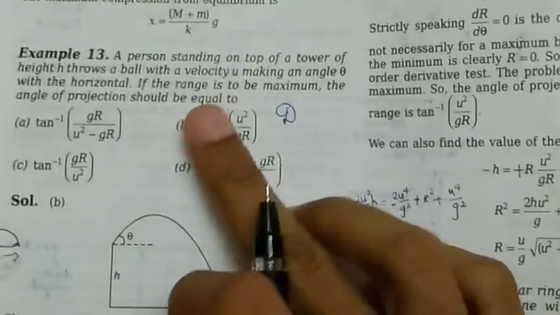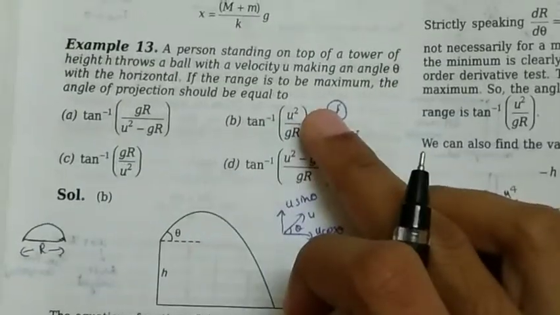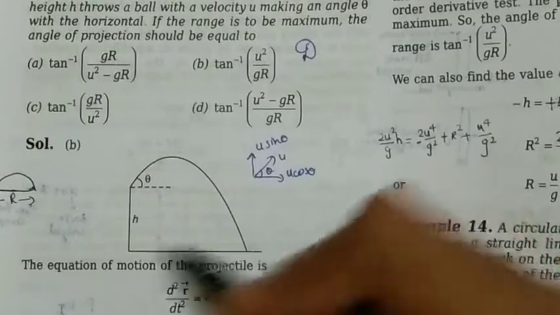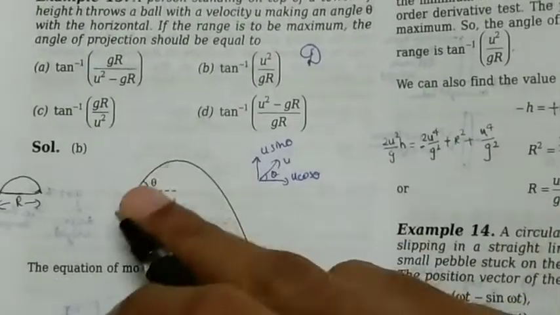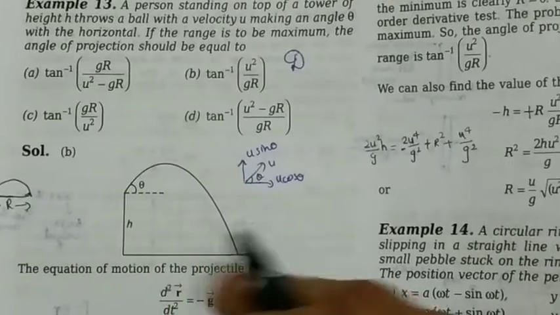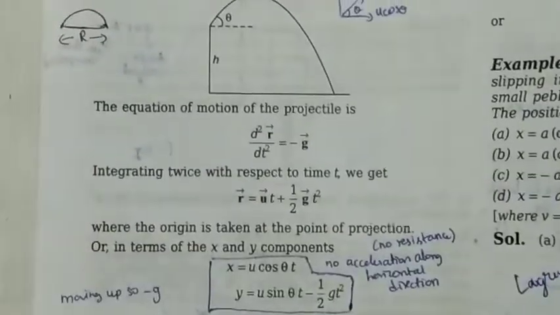So what they are asking here is, if the range is to be maximum, the angle of projection should be equal to what? So for what angle of projection would this range be maximum? That is what we need to find out. So that is the problem. Understanding the problem is very important.